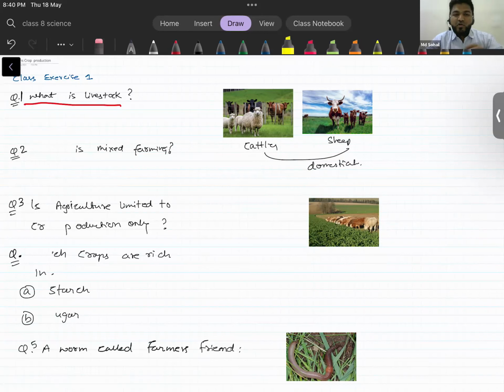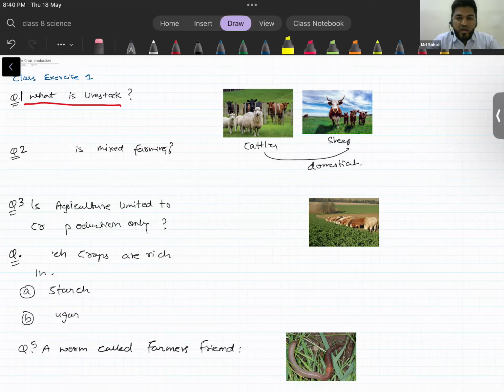See, alongside farming, farmers domesticate certain animals also, like sheep, which gives them wool, and the meat is also consumed. They also domesticate cattle, which provides them with milk, and they make many other products from milk. So alongside farming, they domesticate the animals also. So the domesticated animals are called livestock.